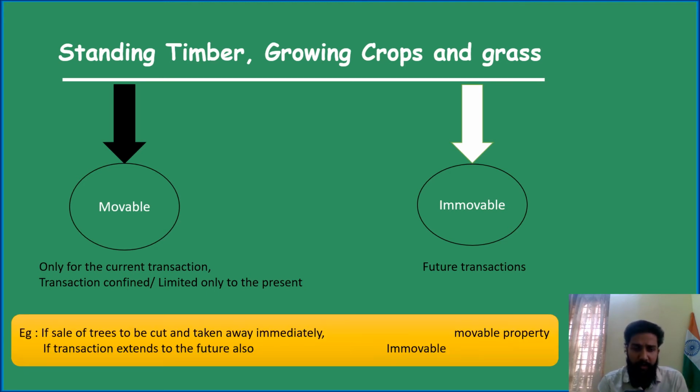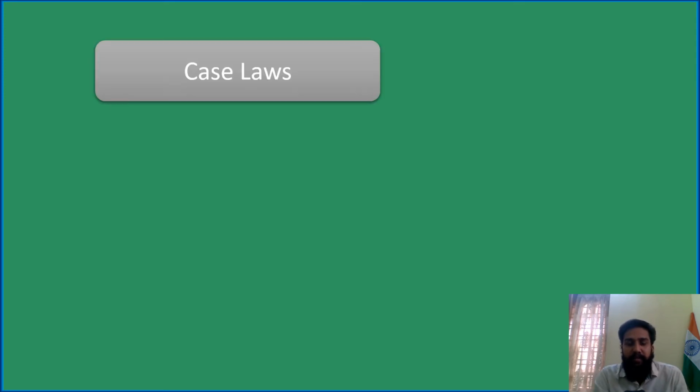For example, if a sale of trees to be cut and taken away immediately, it becomes movable property. If the transaction extends to the future, it becomes immovable. So keep that in mind, it's very important. So let's look at some of the case laws related to it.